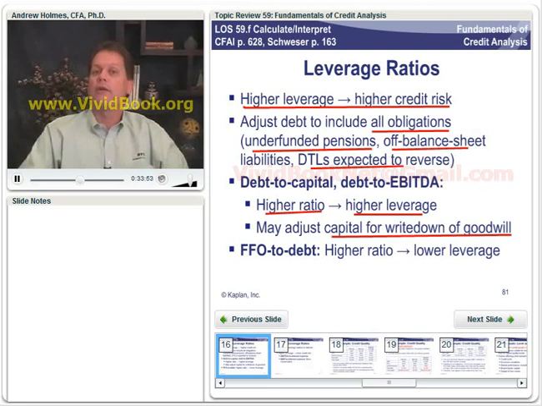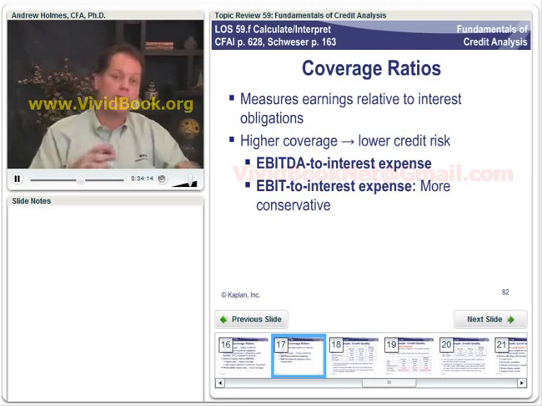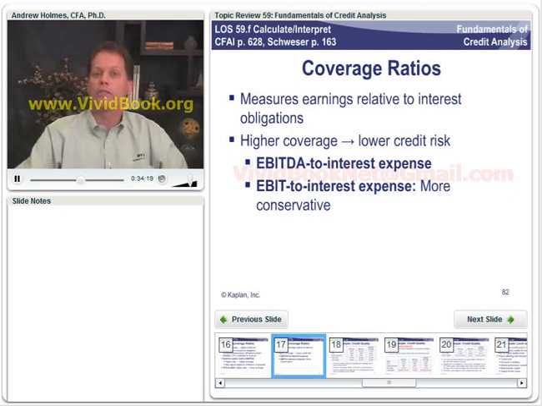So FFO to debt, so our funds from operations to debt. Now we have debt in the denominator. So the higher this ratio is, that indicates that we have more funds from operations relative to whatever our debt load is. So a higher ratio here is going to mean that we have overall lower leverage. And the coverage ratios, so we're looking at measures of earnings relative to interest obligations. So now instead of looking at how much debt we have, we're looking at the ability to service debt. And of course, EBIT to interest expense, we see that one a lot in the curriculum. We also have seen EBITDA to interest expense.